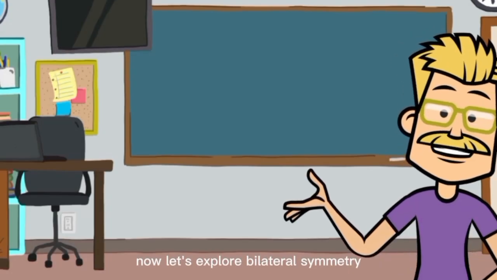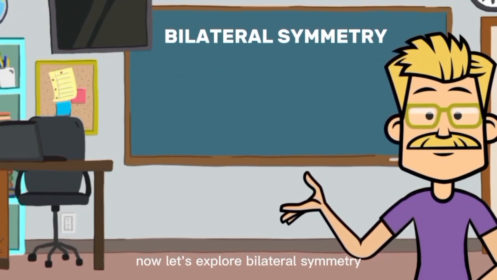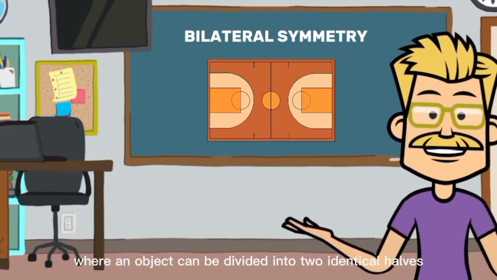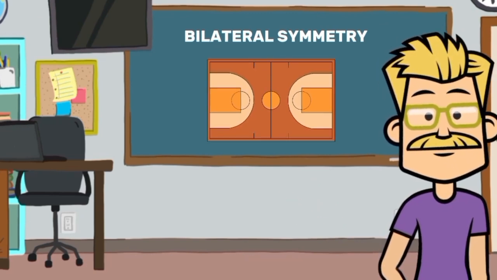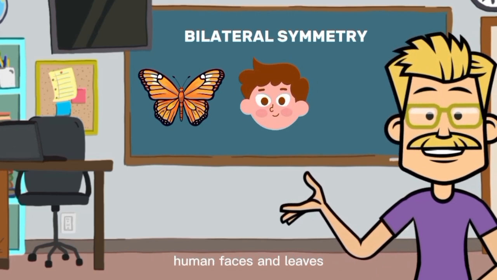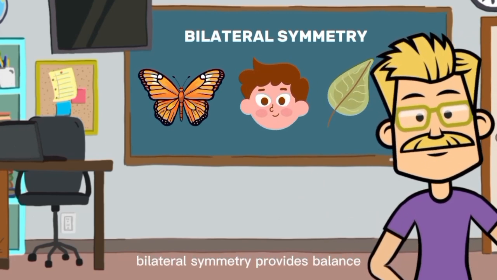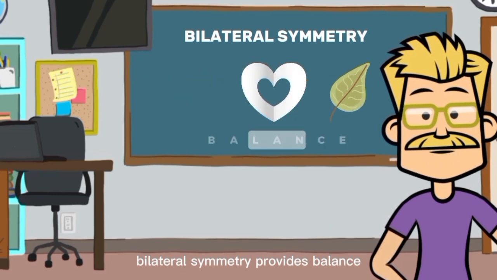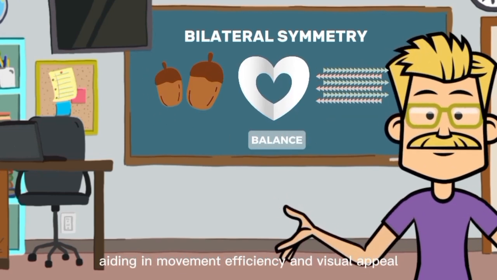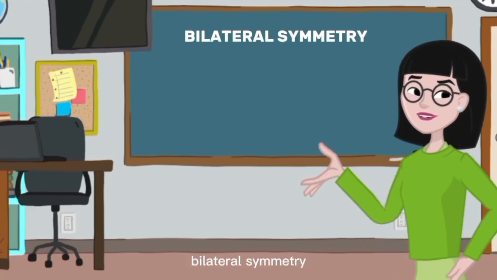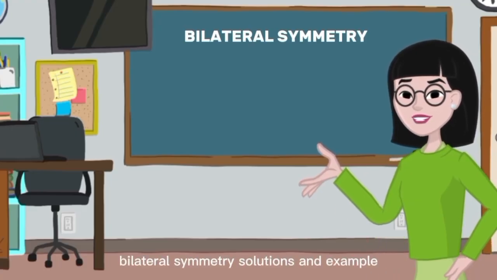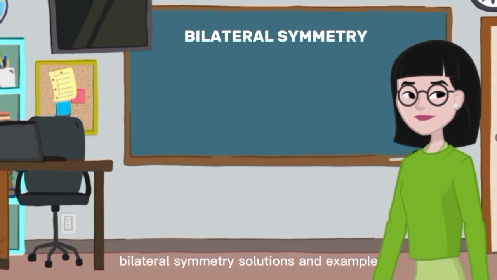Now, let's explore bilateral symmetry, a form of symmetry where an object can be divided into two identical halves. In nature, we see this in butterflies, human faces, and leaves. Bilateral symmetry provides balance, aiding in movement, efficiency, and visual appeal. Bilateral symmetry solutions and examples.